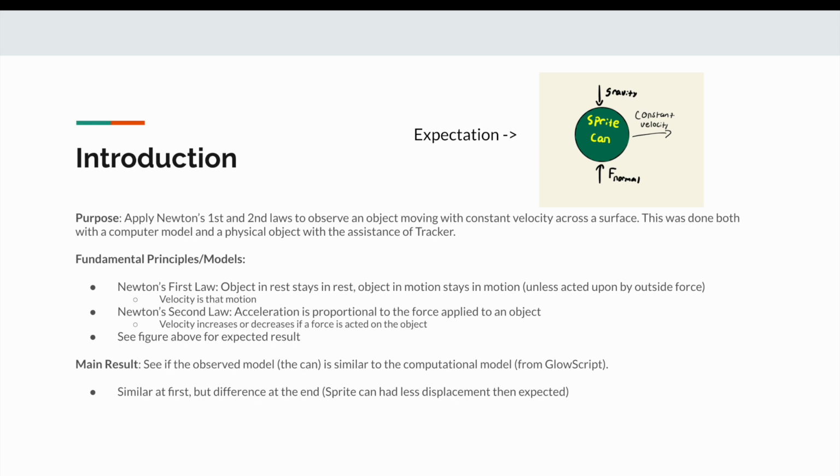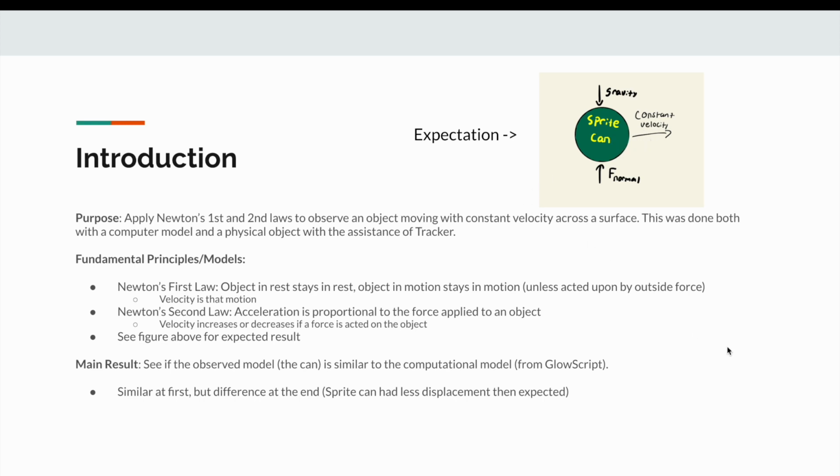Some important fundamental principles and models to note are Newton's first law, which says that an object at rest will stay at rest and an object in motion will stay in motion unless acted upon by an outside force. This can be seen here in the expectation. As you can see, there are no outside forces other than the normal force and gravity acting on this object, so it's going to have a constant velocity.